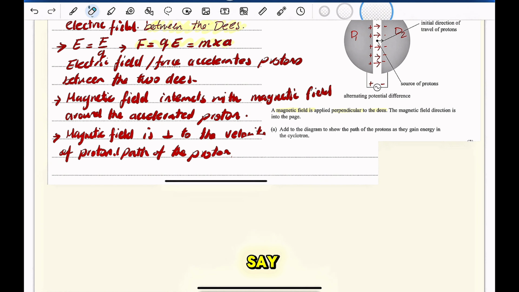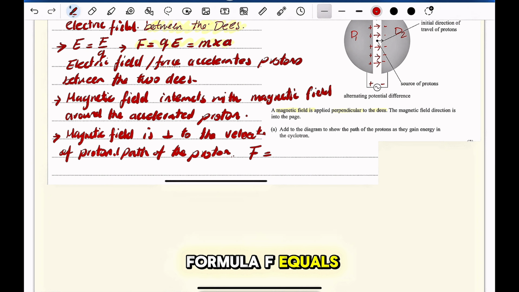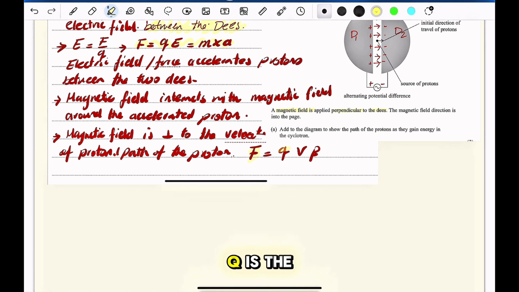And I would say, according to the formula, F equals qvB. F is the force, q is the charge, v is the velocity, and B is the magnetic field.